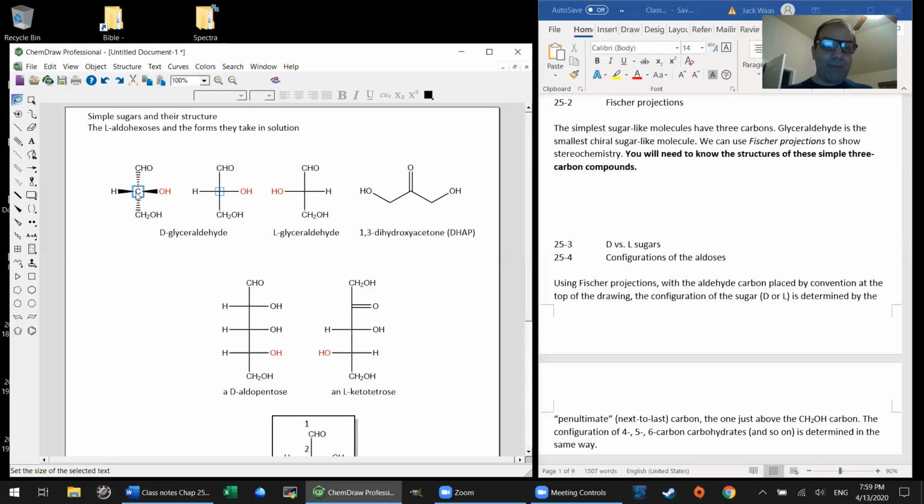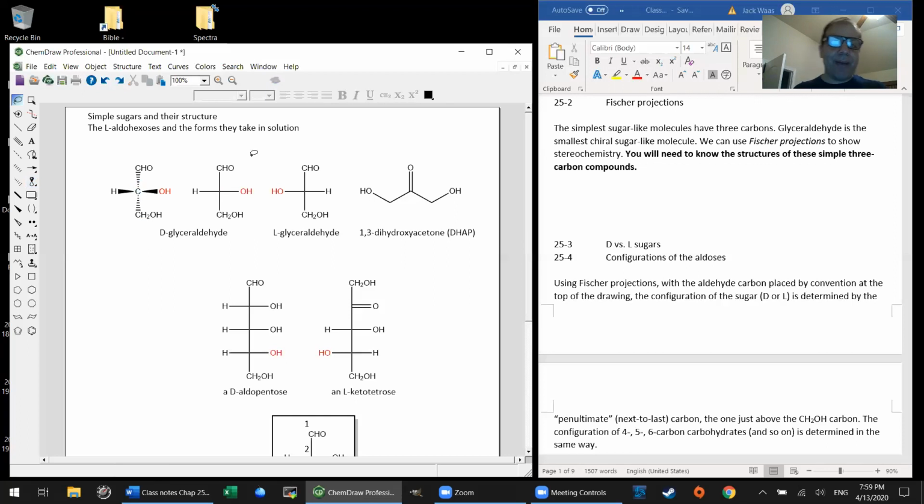In contrast with this type of structure, of course, it doesn't matter if we put a letter C there or not, it conveys the same information. But we're very picky with Fischer projections, and it is not a Fischer projection unless we let that intersection just be an intersection.